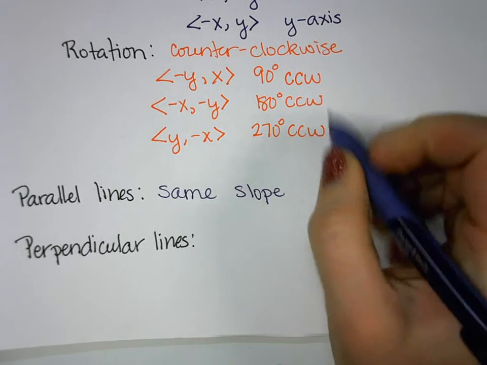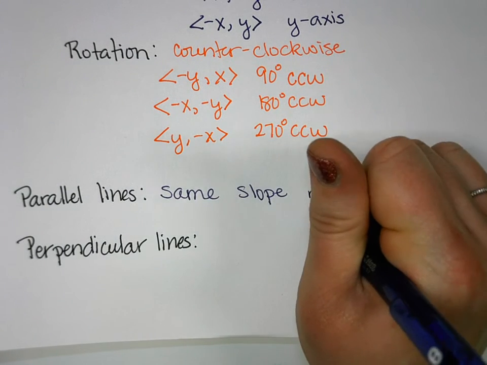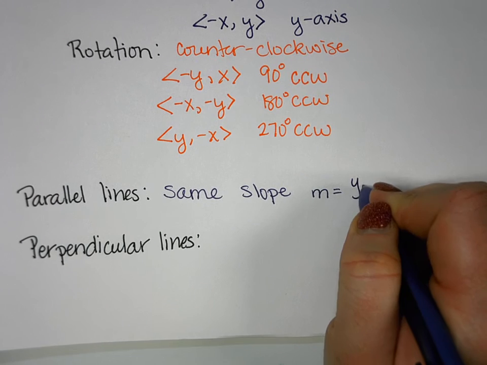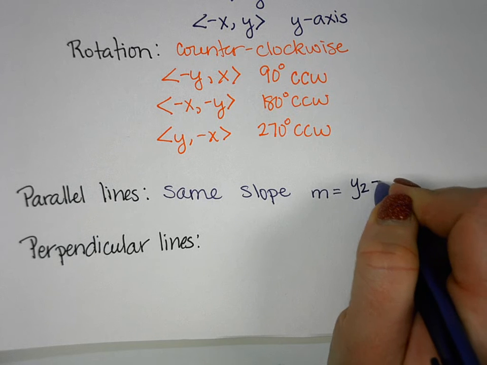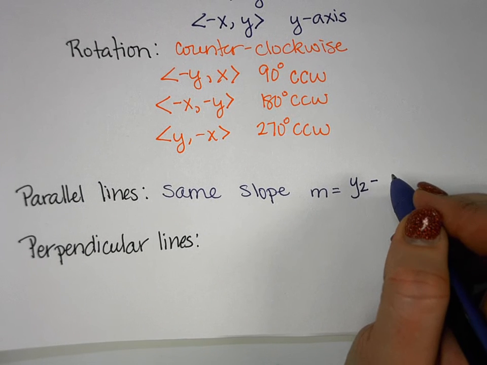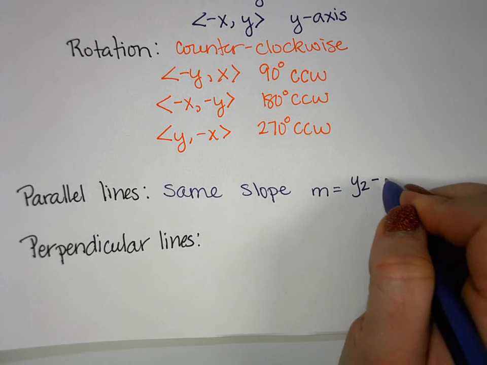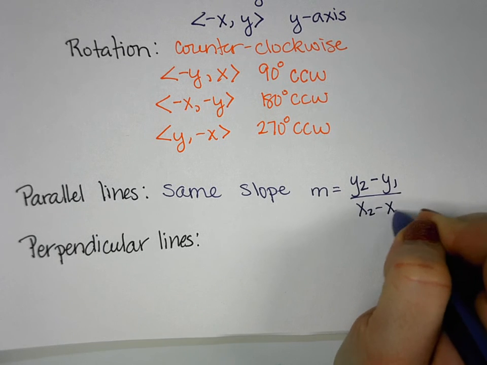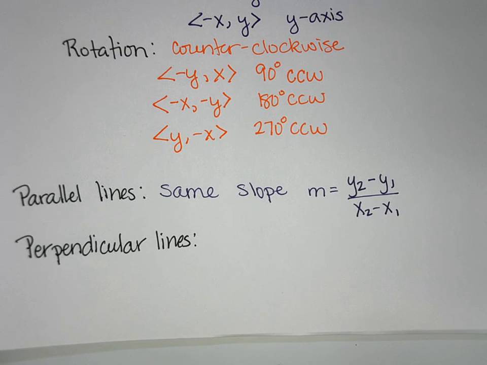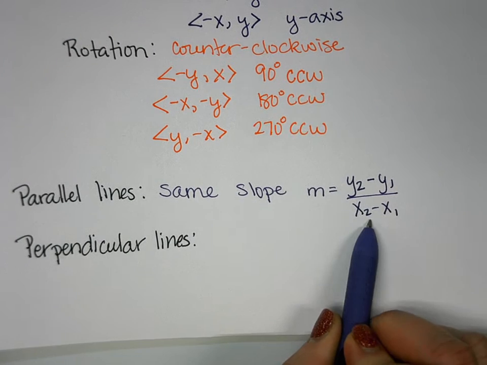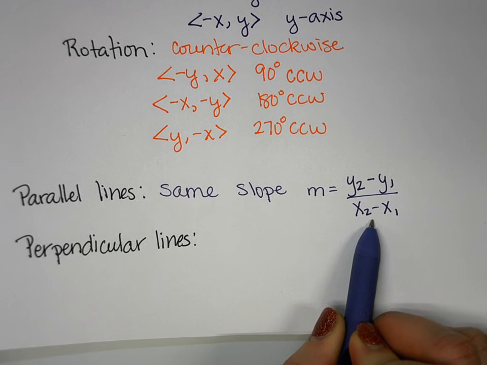Anyone remember the slope formula? M equals, oh, something x plus. That's slope-intercept form of a line. Okay, you were thinking y equals mx plus b form of a line, where m is the slope and b is your y-intercept. But we can find our slope by using y2 minus y1 over x2 minus x1.